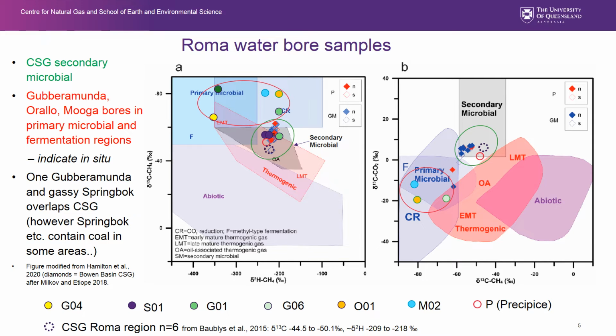We also had one Gubberamunda and a Springbok sample that overlapped the coal seam gas samples. However, some of these bores also contain coal, so it's hard in these cases to tell if the methane is coming from in situ production or from potential migration.